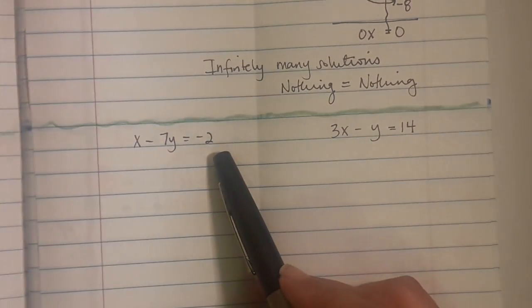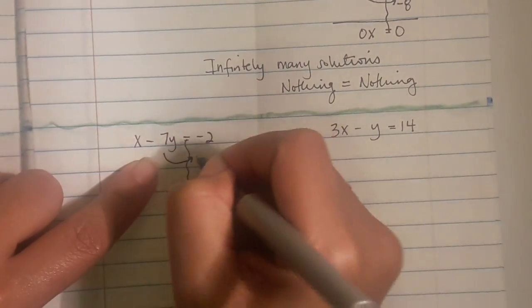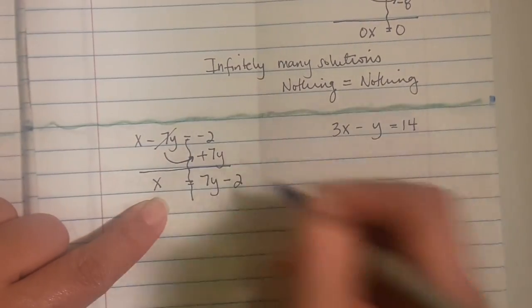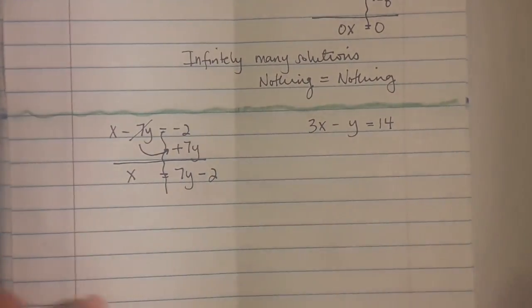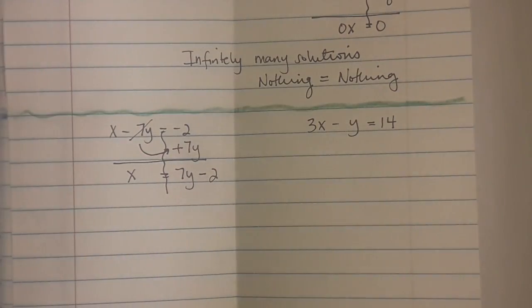Which one looks easier? Let's do the left one again. This time let's solve for x. So move that to the other side. So you're going to get x equals 7y minus 2. And anywhere you see x on this other equation, you're going to put that in. Substitute that answer into the other equation.